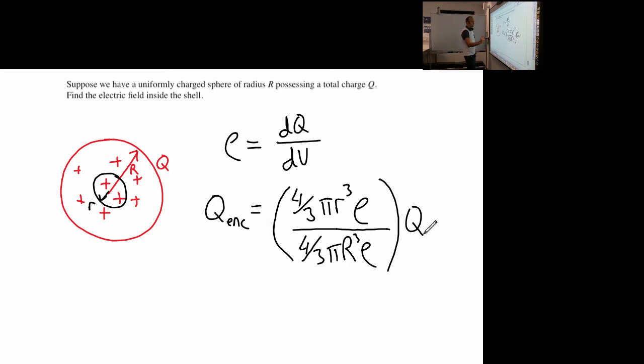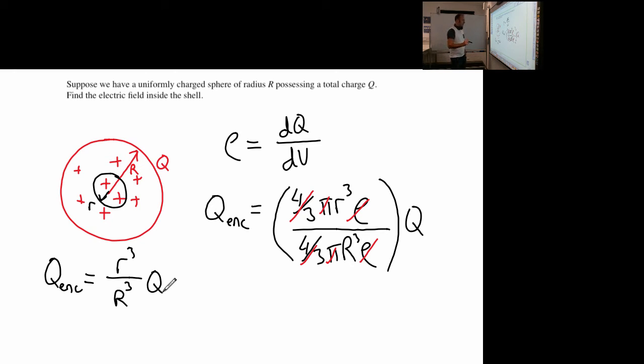So what we can now write is we see that a number of things are going to cancel. The 4 over 3 cancels, the pi's are going to cancel, and the rho's going to cancel. So now what we're left with, the total charge enclosed by a Gaussian surface, is going to be simply equal to little r cubed over big R cubed times Q. Okay, and again, Q is the total charge of that uniformly charged sphere.